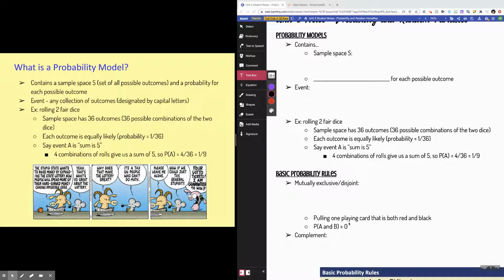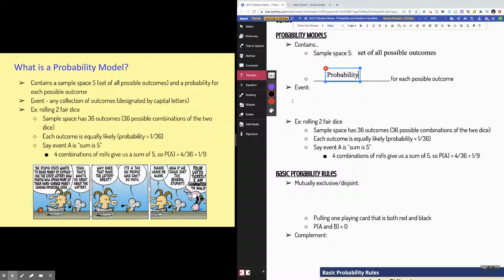Whenever we're talking about probability or calculating a probability, what we're looking at is something called a probability model, because oftentimes we're just looking at the numbers. We're modeling the data, not necessarily looking at the actual people or things involved. A probability model has two things. It contains a sample space, which is the set of all possible outcomes, and it also contains a probability for each outcome.